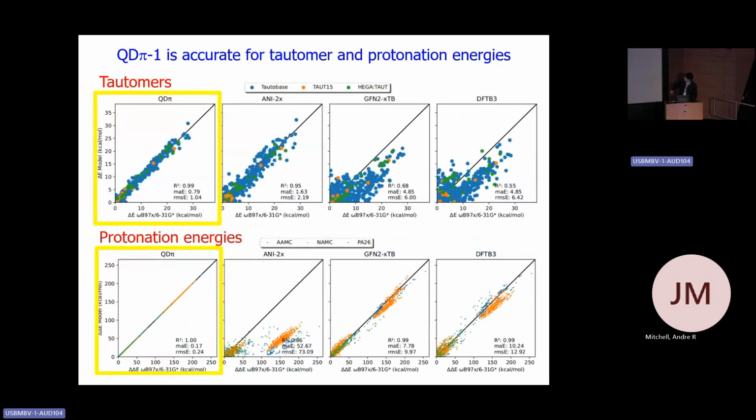And some really quick results for QDPi1: it is accurate for both polymers and protonation energies. We compare with different models or different theories on different kinds of datasets, and it all turns out very good. And for the protonation energy, it almost agrees like an apples-to-apples agreement.